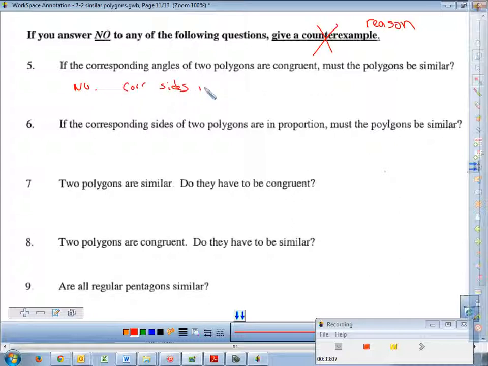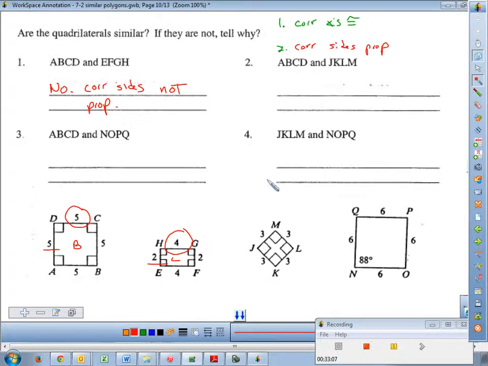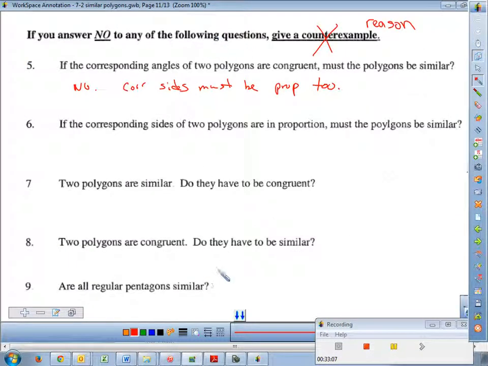Corresponding sides must be proportional too. T-O. You with me on that? And here's a counterexample that we just had. Weren't these corresponding angles all congruent, but the corresponding sides were not proportional? I mean, there's a plain old counterexample right there. You know what to do on the rest of these problems. Very much like that. Okay? So try number 6 real quick. Yes or no? Answer was no, and I hope your reason makes sense. Awesome. To the next page.